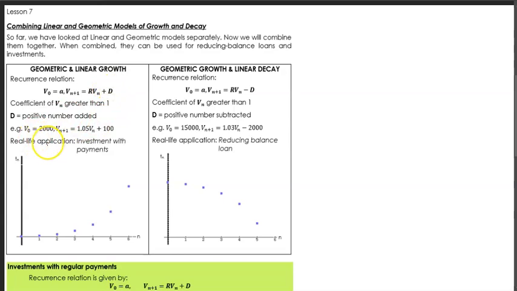So an example here, we have an initial amount of $2,000. To get the next term, we get the previous term, multiply by 1.05 or 5% of what the previous term is, and then add 100. Now, a real life application of this is investments with payments. I have an account that mimics a recurrence relation for geometric and linear growth.